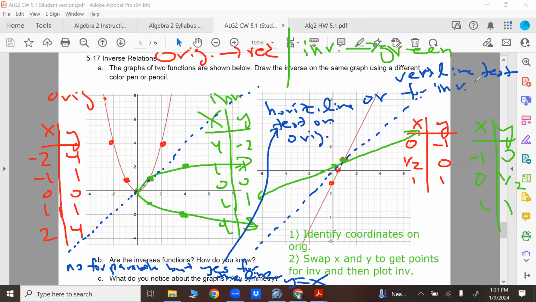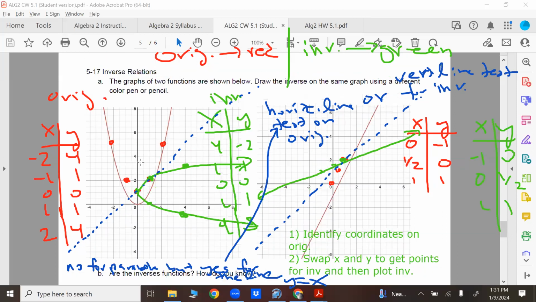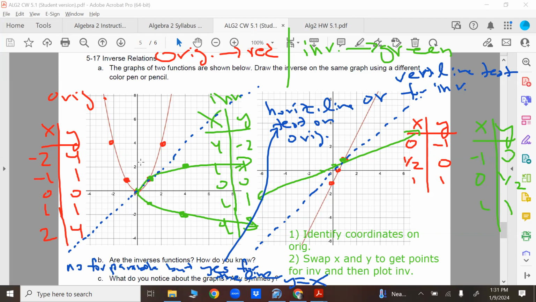Okay, line symmetry, identifying points that can be used to help graph the inverse. I already talked about how to do that. Just swap x and y. Actually, it's not even there. So, anyway, cool. Okay, so we're good.